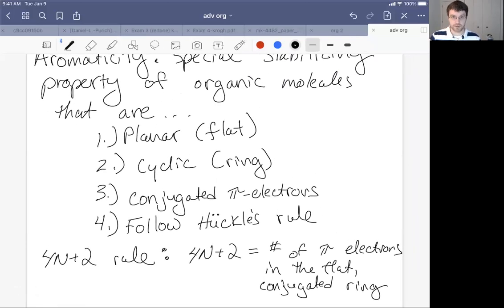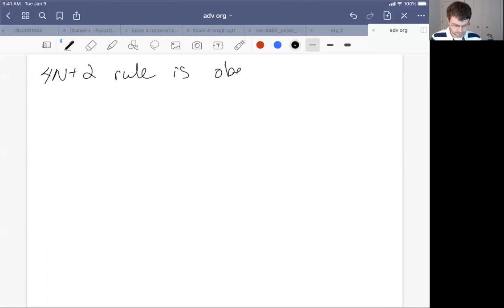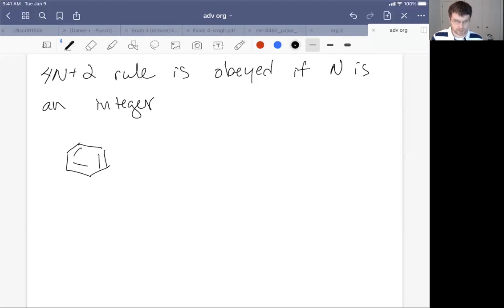Now I'm going to turn the page and we'll go through Huckel's rule just for benzene so we can warm ourselves up a little bit. So the 4n+2 rule is obeyed if n is an integer. Okay, so benzene. What we're going to look at is not the total number of electrons within benzene, but within that cyclic conjugated ring, we're going to focus on the pi electrons. And there are 6 pi electrons.